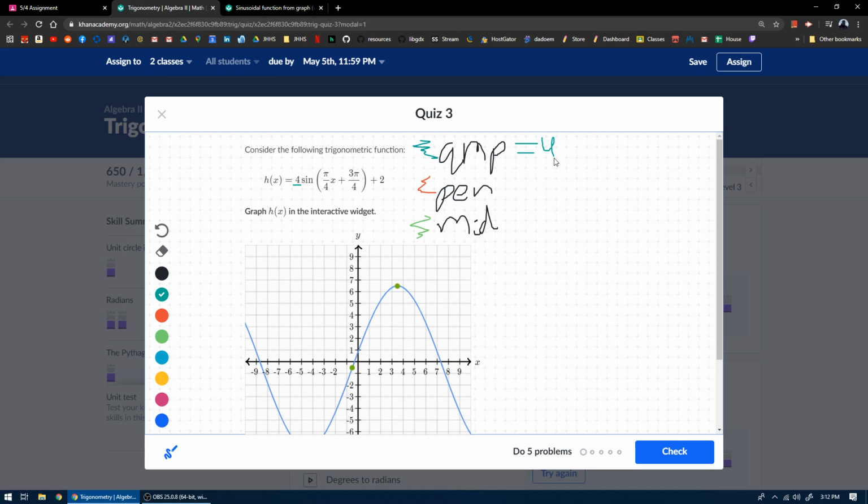Now, can I graph it yet? Well, no, I don't really know. The amplitude is 4, but I don't know where it starts, where it is. Is it over here, over here? This just tells me how large the graph should look.